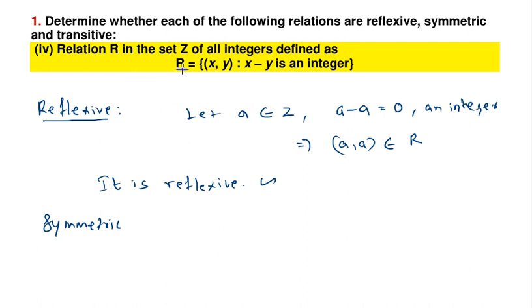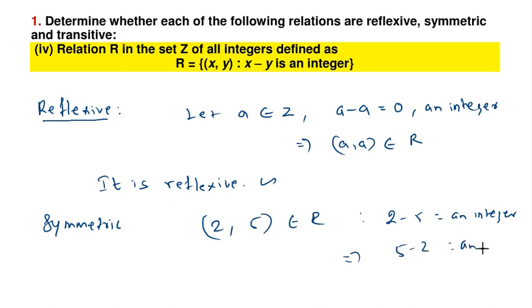Then second, we have to test the symmetry case. For example, take integers 2 comma 5, which belongs to R. Then 2 minus 5 is an integer, and 5 minus 2, which is 3, is also an integer. And therefore 5 comma 2 also belongs to R. Then it is symmetric.